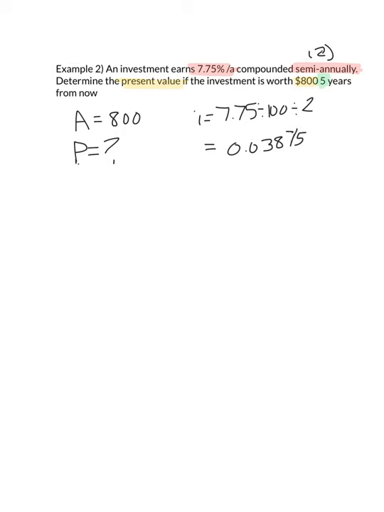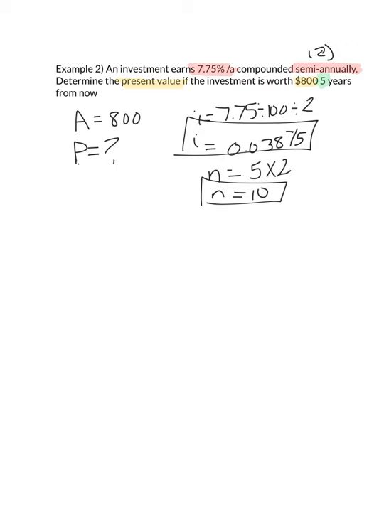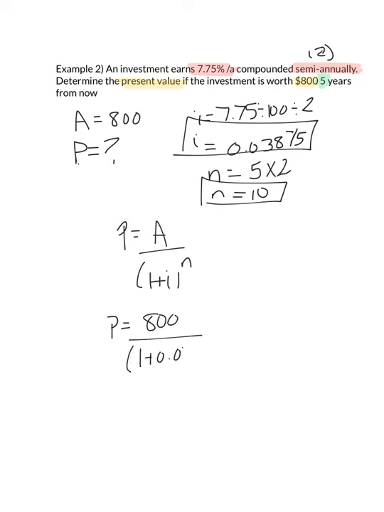I also know that my n is 5 years, but again, we need to multiply by that magic number, so our n is 10. I'm going to plug that into my formula. P is equal to A over 1 plus i to the n. So P is equal to 800 divided by 1 plus 0.03875 to the power of 10.